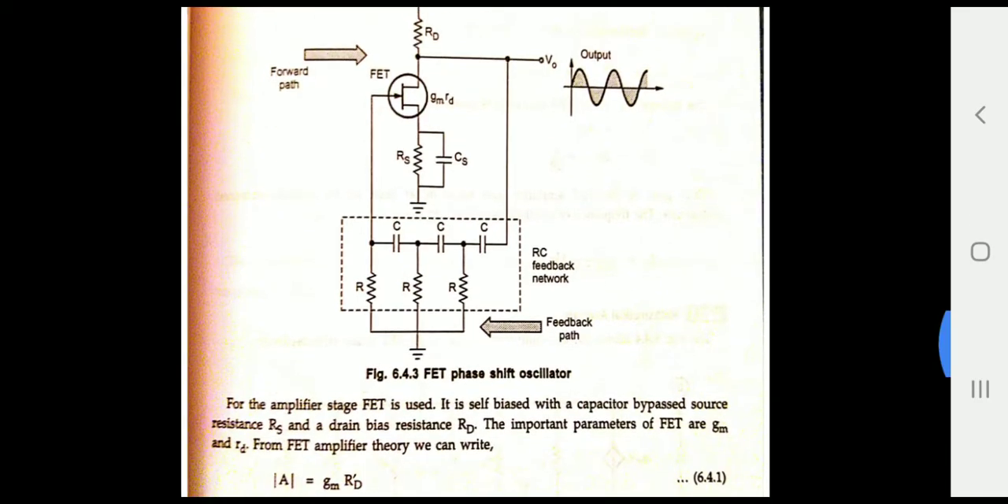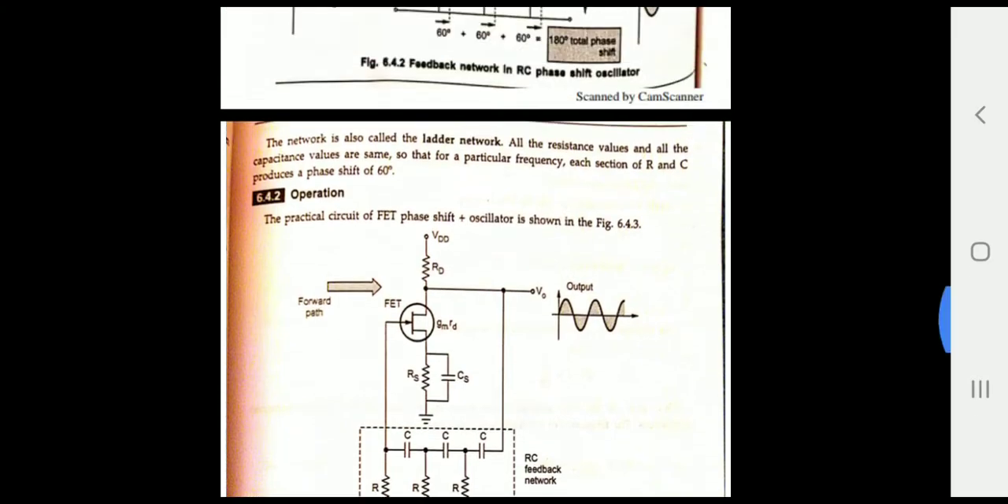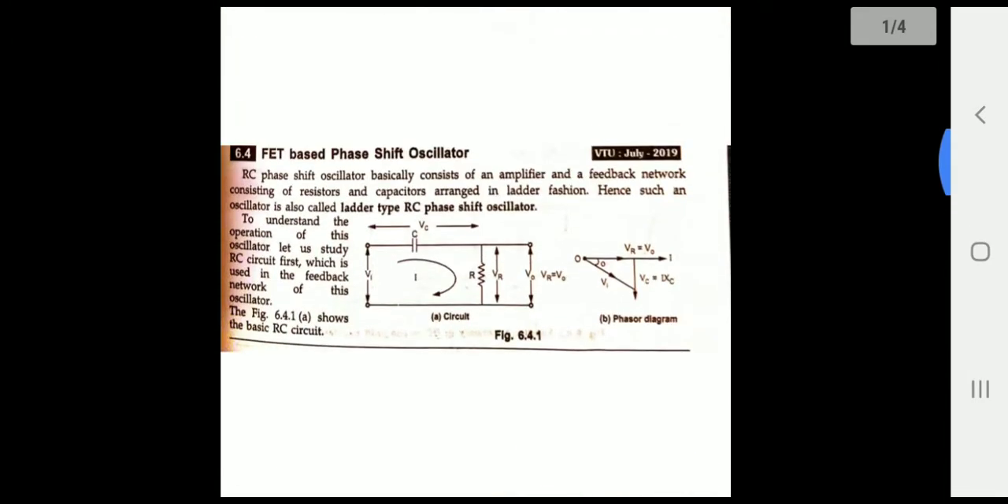So here there is a feedback network which contains 3 RC sections, and each RC section is capable of generating 60 degree phase shift. So total 60 degree phase shift into 3, that is 180 degree phase shift. Therefore we can say that the total phase shift generated by this circuit is 360 degree, which satisfies the Barkhausen criterion. Next, now I will move on to the circuit diagram which I showed earlier.